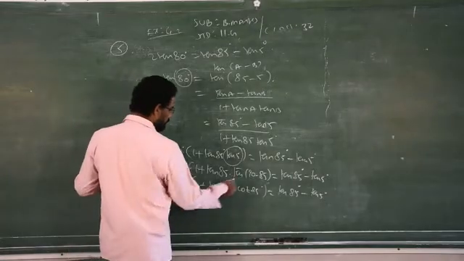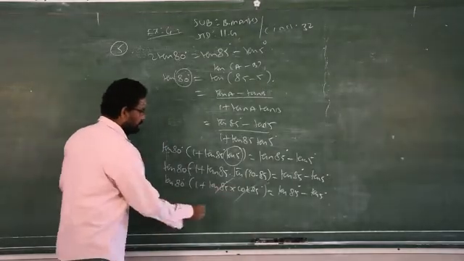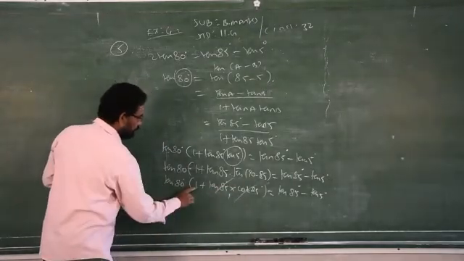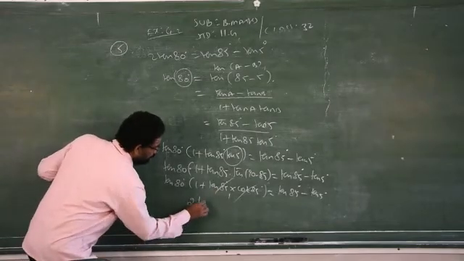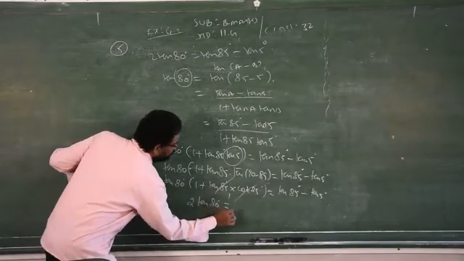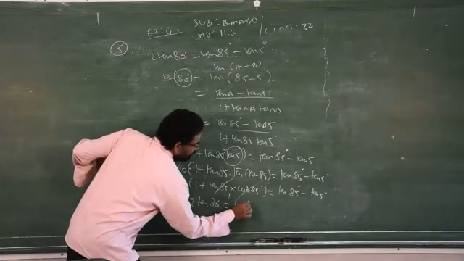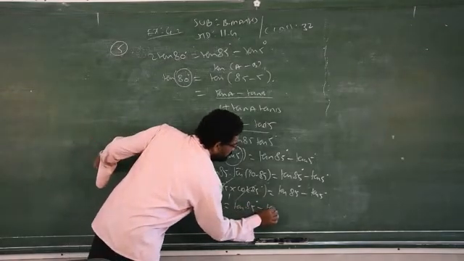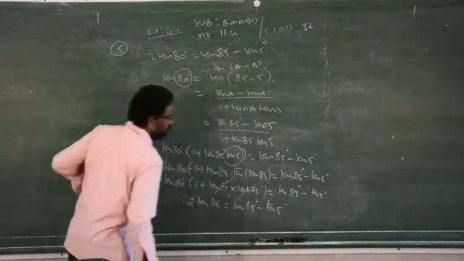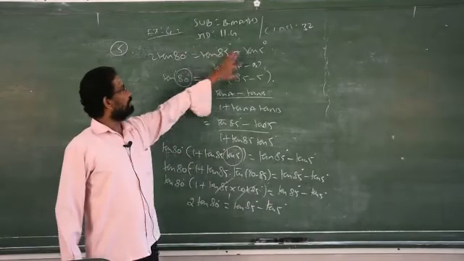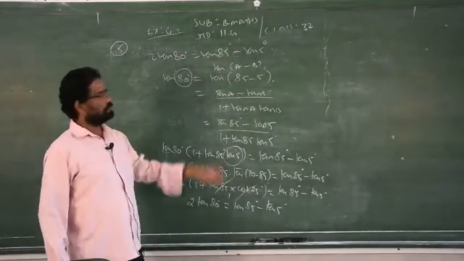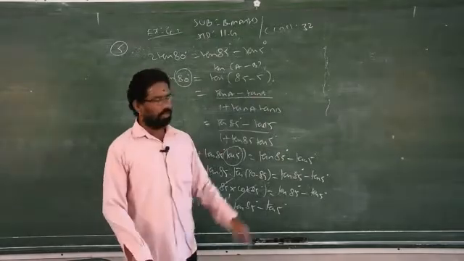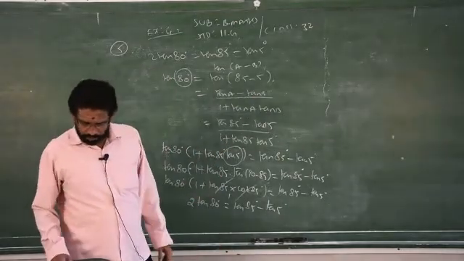So cot and tan are reciprocal to each other. When I cancel, I get only 1. So 1 plus 1, 2. So 2 tan 80 degree is equal to tan 85 degree minus tan 5 degree. Hence the proof. So depending upon the right side, you have to express 80 as 85 minus 5 or some other combination. Clear?